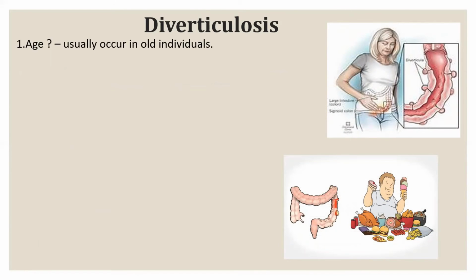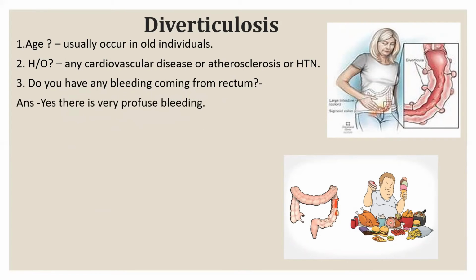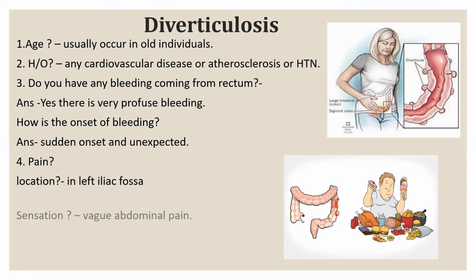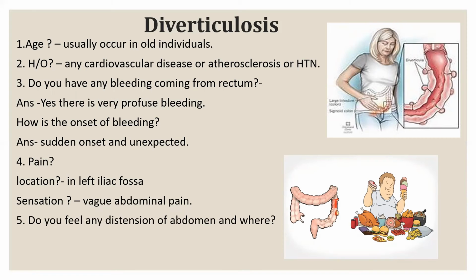We first ask the age of the patient. Usually it occurs in old individuals. History of any cardiovascular disease or atherosclerosis or hypertension. Do you have any bleeding coming from rectum? Patient will say yes, there will be profuse bleeding. How is onset of bleeding? Sudden onset and unexpected. How is the pain? Location of pain in left iliac fossa. Sensation, vague abdominal pain. Do you feel any distension of abdomen and where? Yes, in the lower part of the abdomen. Is there flatulence? Answer will be yes. Now we'll see diverticulitis.